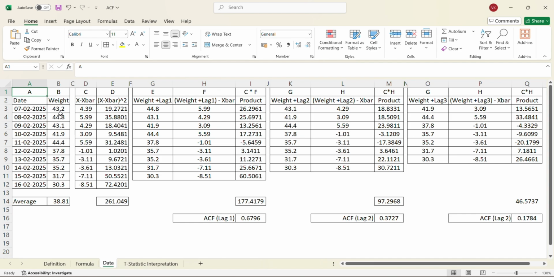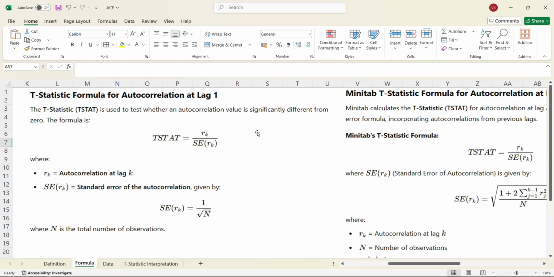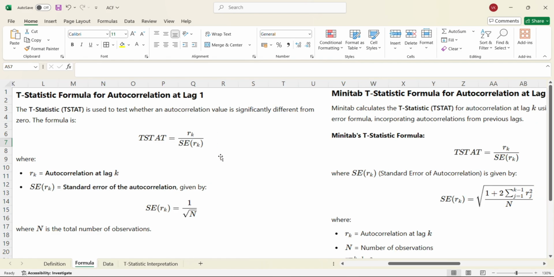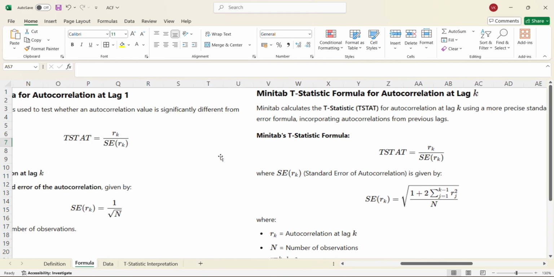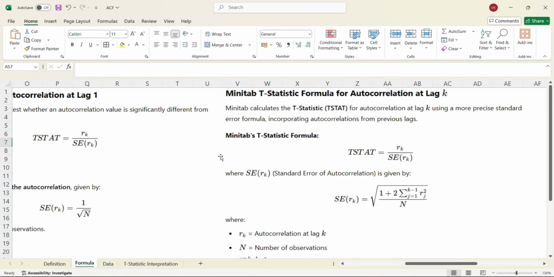Before we go further, let me first explain the formula. To calculate the T statistic for lag of 1, the formula says your autocorrelation ACF divided by the standard error of your autocorrelation function. That is the formula for lag of 1. However, if you want to calculate the T statistic for lag of 2, 3, that is subsequent lags after 1, the formula is slightly different.